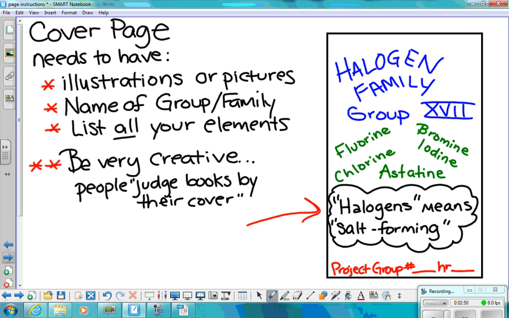Now, you have to have the name of the family and the group number. So I have my family name here and my group number with my Roman numeral. Then I listed all the elements in our group, even the ones we didn't research. I listed all of them. Okay? So be very creative, because the cover of your book is how people are going to judge your album. At the very bottom, make sure that you put your project group number and hour there.